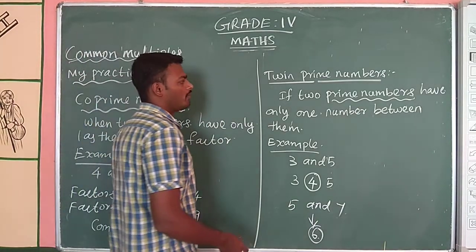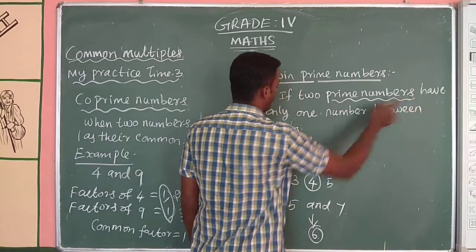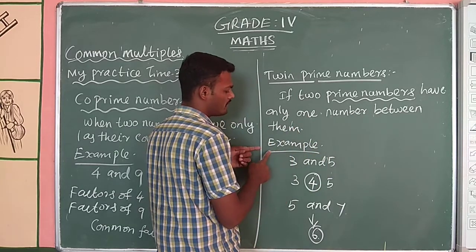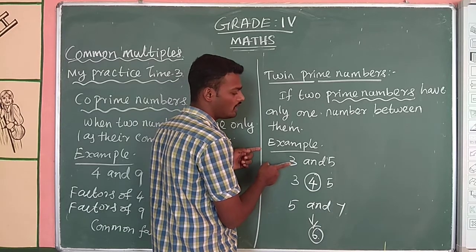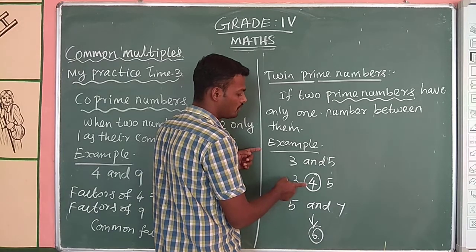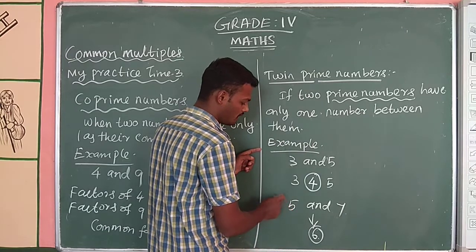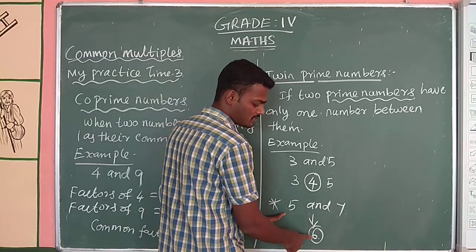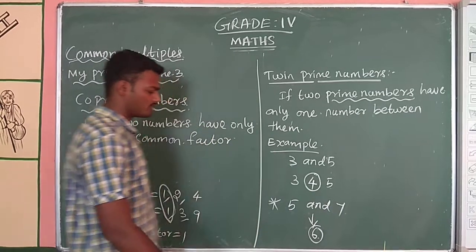So the twin prime definition: if two prime numbers have only one number between them. For example, 3 and 5: the first prime number is 3 and the second prime number is 5, and between them is only one number, 4. So 3 and 5 are twin prime numbers. Another example, 5 and 7: between them is only one number, 6. So 5 and 7 are twin prime numbers.